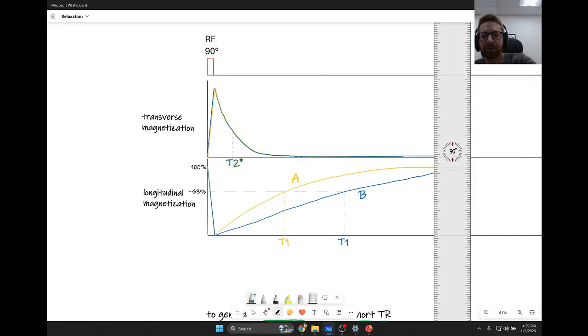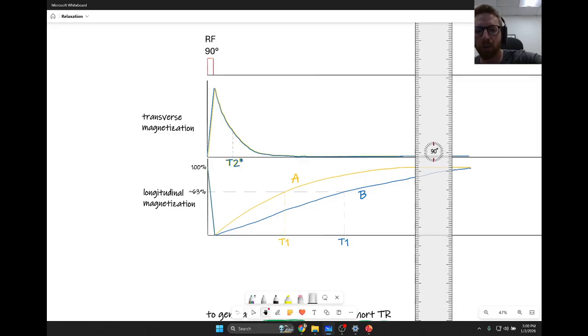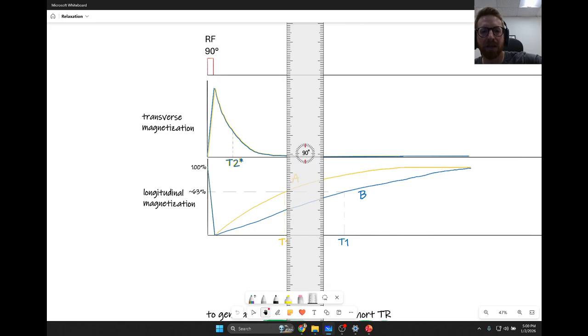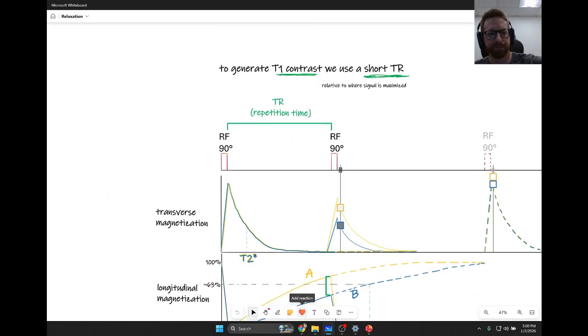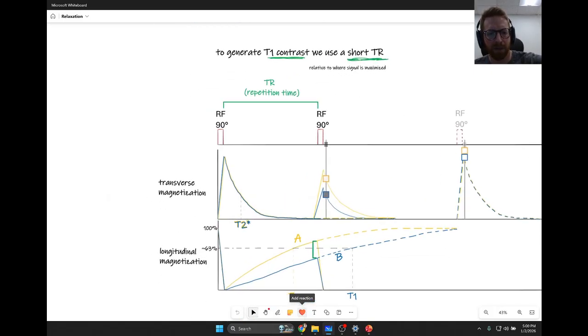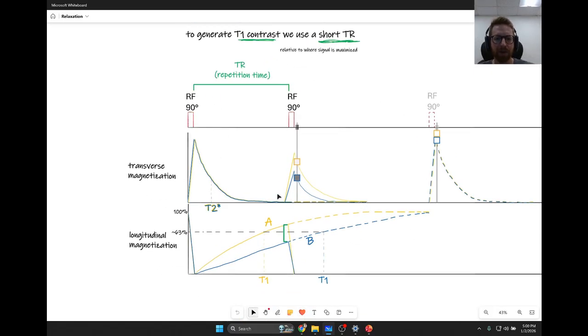It's not going to have any difference, right? A and B are going to have the same longitudinal magnetization. They're going to decay with the same T2 star. Can't tell them apart. So what we want to do is we want to repeat the pulse sequence somewhere in the middle here where these curves have separated. So I'm going to diagram that out. So we're going to want to repeat the pulse sequence somewhere here where these T1 curves have separated.